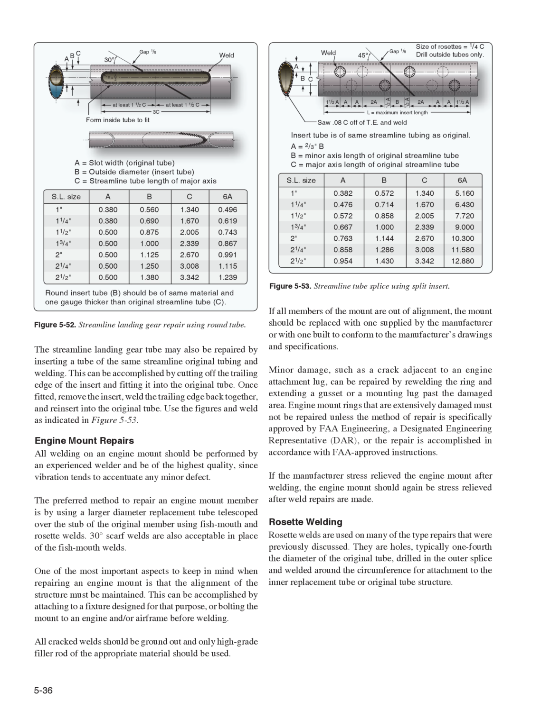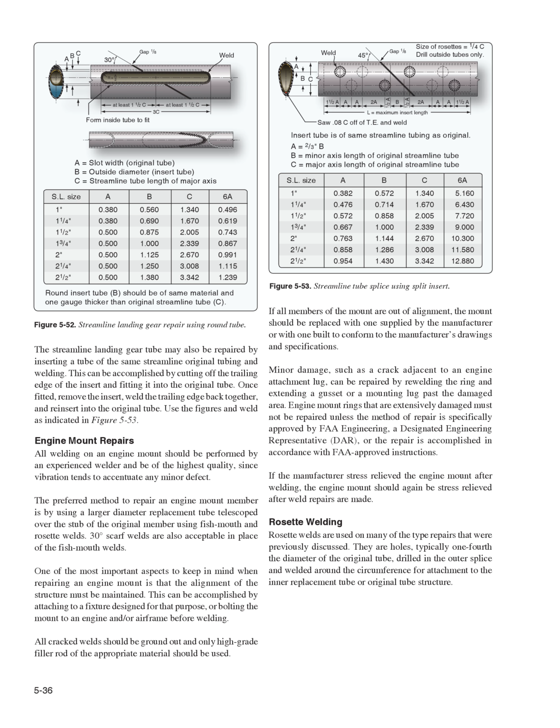One of the most important aspects to keep in mind when repairing an engine mount is that the alignment of the structure must be maintained. This can be accomplished by attaching to a fixture designed for that purpose, or bolting the mount to an engine and/or airframe before welding. All cracked welds should be ground out and only high-grade filler rod of the appropriate material should be used. If all members of the mount are out of alignment, the mount should be replaced with one supplied by the manufacturer or with one built to conform to the manufacturer's drawings and specifications.